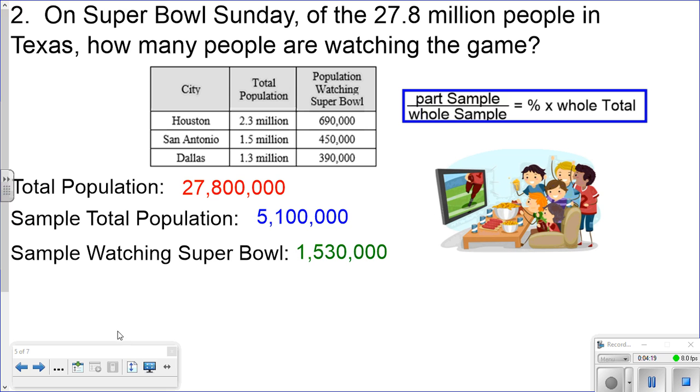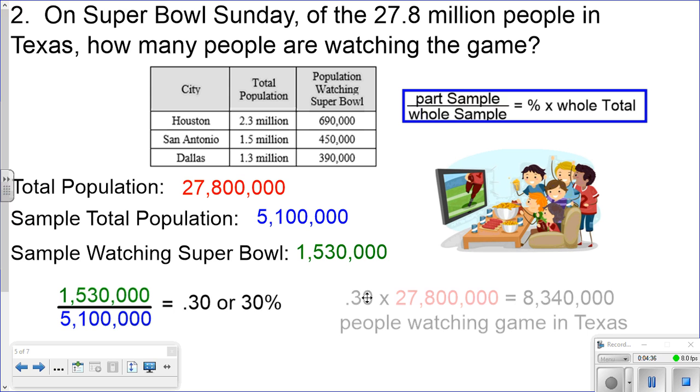But remember, our question is how many in Texas are watching the game. So we can set up this 1,530,000 out of 5,100,000 are watching the game in these 3 cities. So that's 30% of people in those cities are watching the game. So we can just take that 30% times the 27,800,000 people in Texas, and we would say that about 8,340,000 people are watching it in Texas.